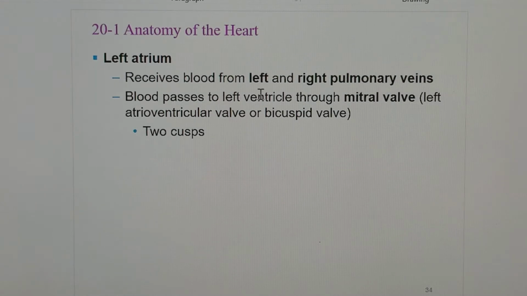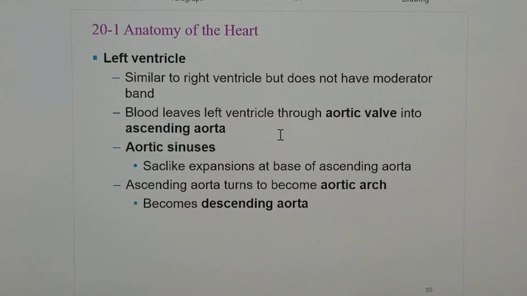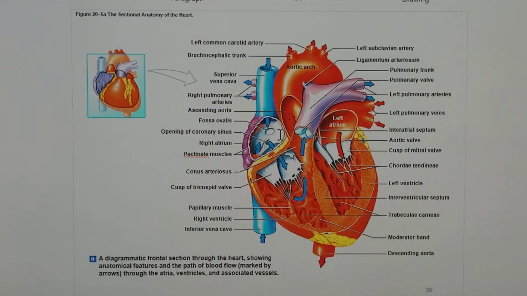The left atrium receives blood from left and right pulmonary veins. Blood passes to the left ventricle through mitral valve, left atrioventricular valve, and bicuspid valve, two cusps. Okay, so here's the left atrium. Oh, I'm sorry, the left atrium's here.